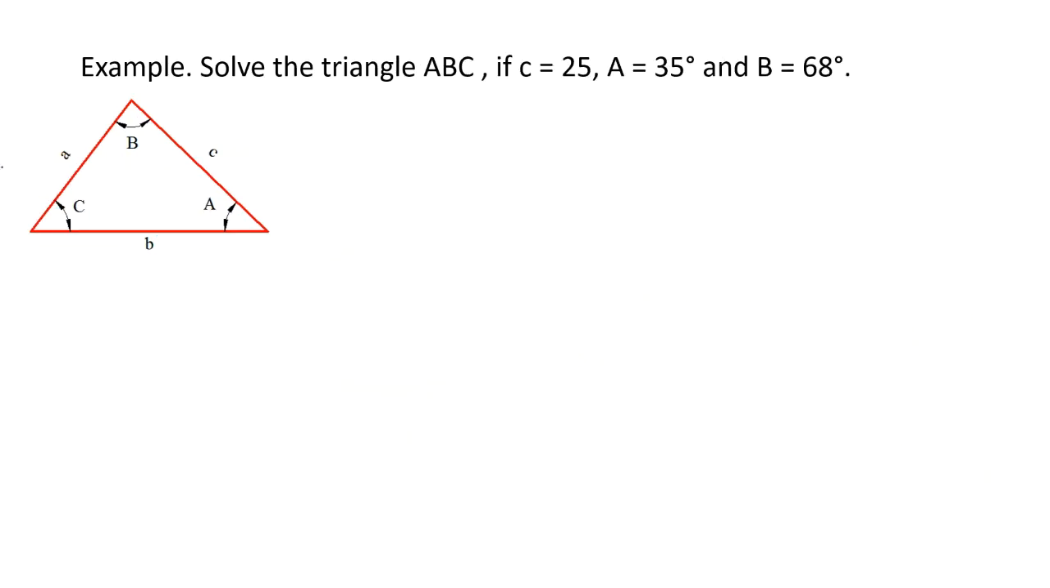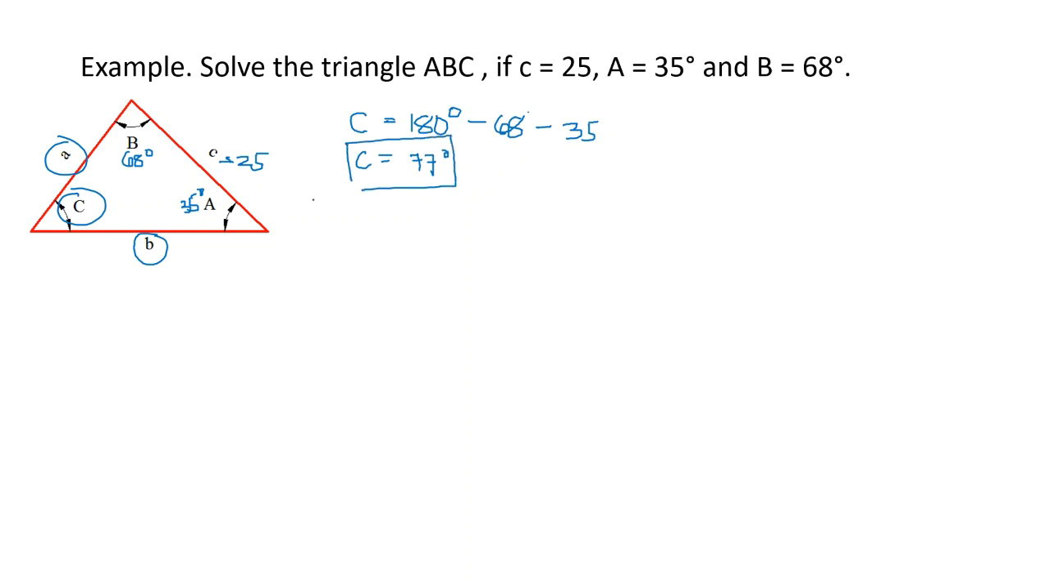Let's write this one again. We have 35 degrees, we have 68, we have 25. So solve for the triangle ABC. We need to solve for B, we need to solve for C, we need to solve for A. The same process, we can solve for angle C right now. That's 180 degrees minus 68 minus 35. Basically, that is equivalent to 77 degrees. So that is our angle C.